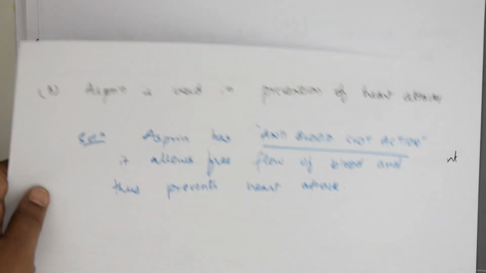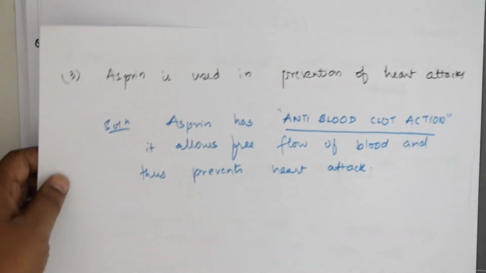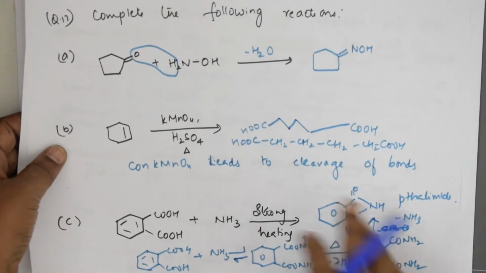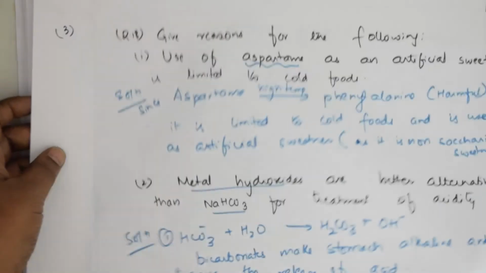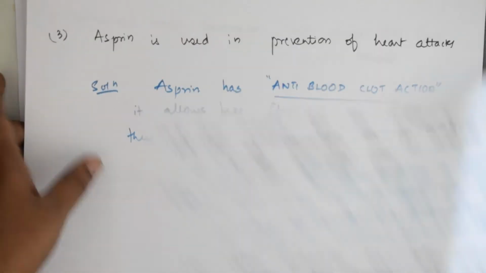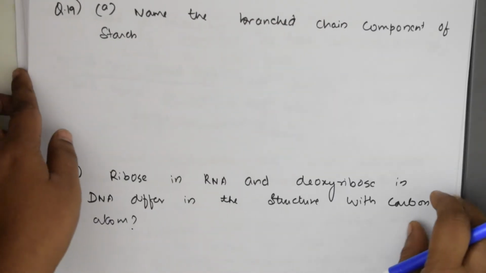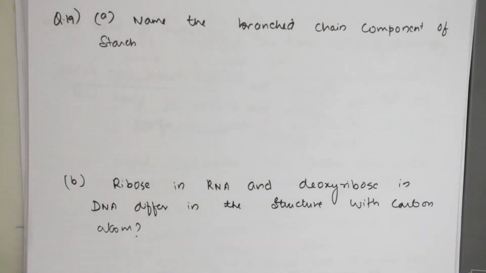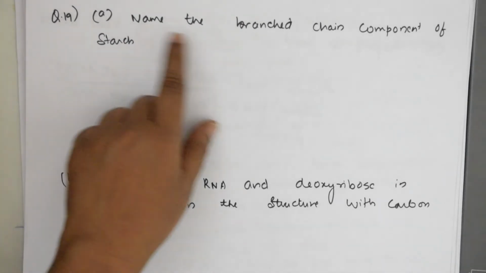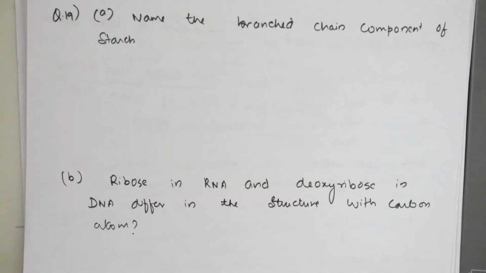So this is your question number 17 which I did, these 2 questions. After that, question number 18, they have given 1, 2 and 3 questions. Now let's come back to question number 19. This is the question. So let us write. In question number 19, name the branch chain component of starch. They asked you to write only the name.